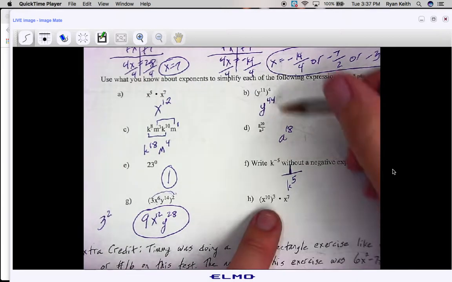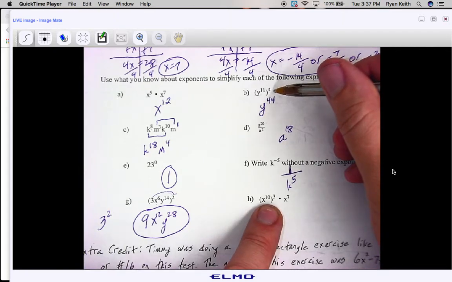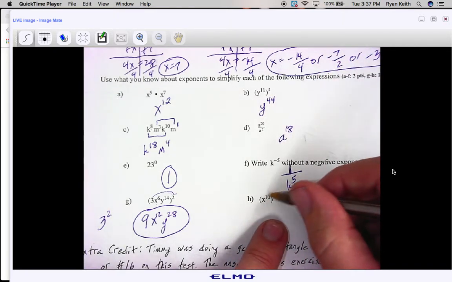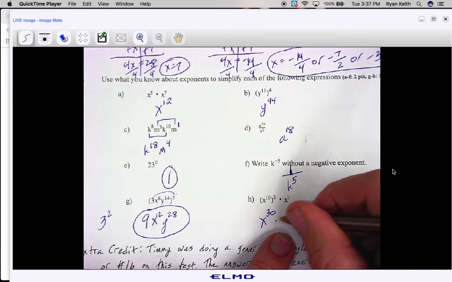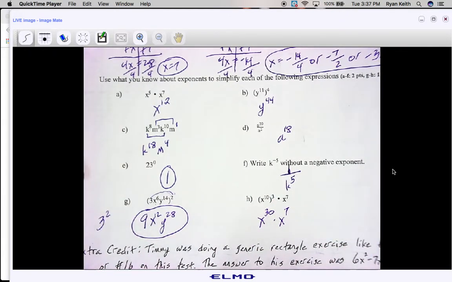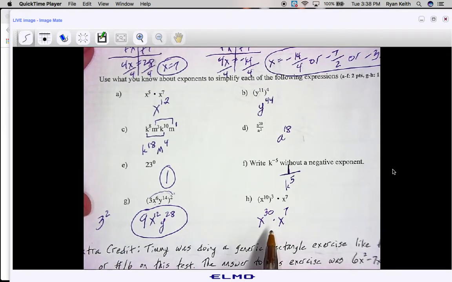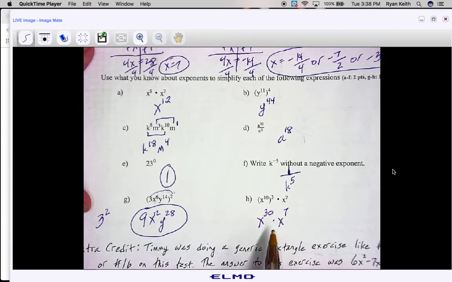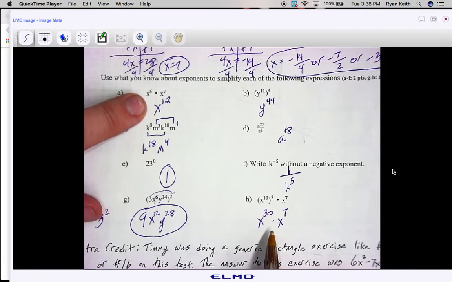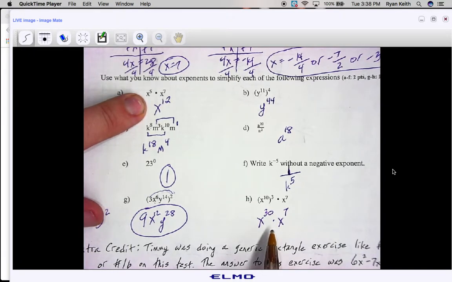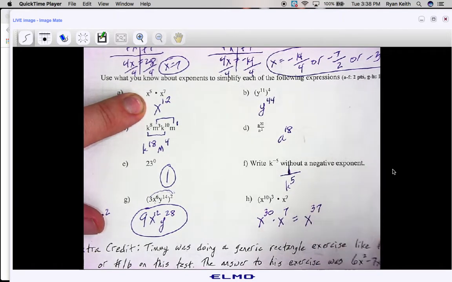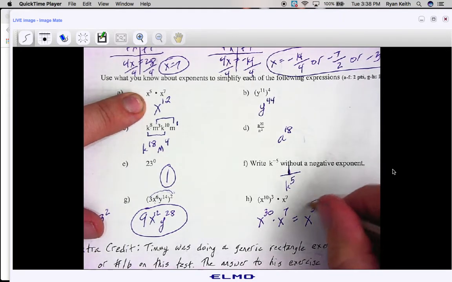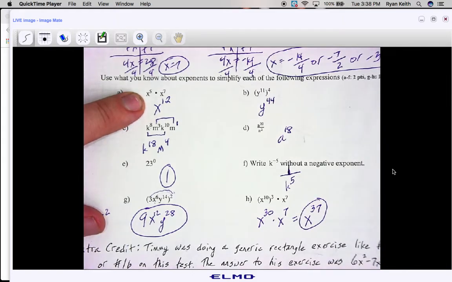H. Does H and B look a lot alike? Parentheses, right? So what do I do first with these two? Multiply them. X to the 30 times x to the 7th. Some people left the question like this. How could you leave it like this when you know that, if you look at letter A, it's the same style of exercise, and I want to add those powers together to get x to the 37th. Got to take it that far.